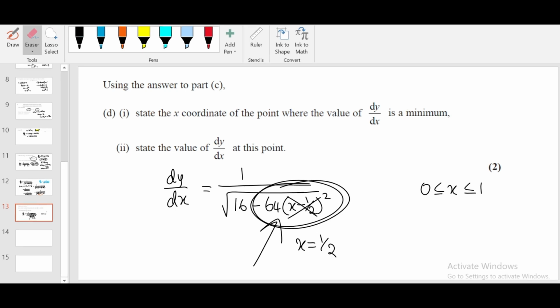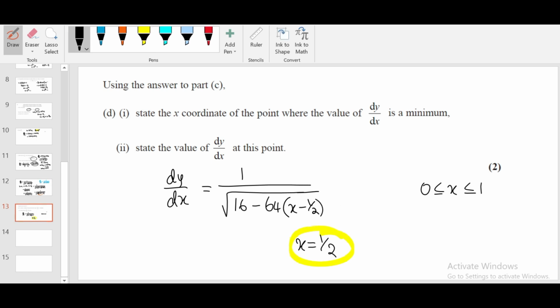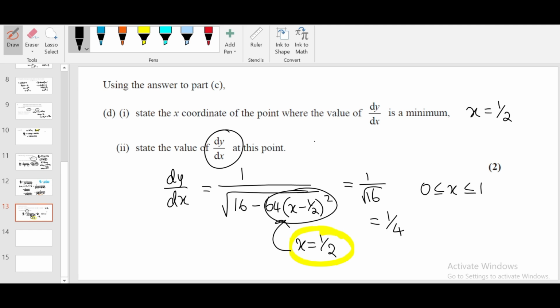So when x takes 1 over 2, when you sub in 1 over 2 here, this whole thing becomes 0. You will get 1 over square root of 16, which is 1 over 4. That is the minimum value of the dy by dx. So that's the answer for double I. So here the answer is x is equal to half. Here the answer is dy by dx is equal to 1 over 4. That's all.